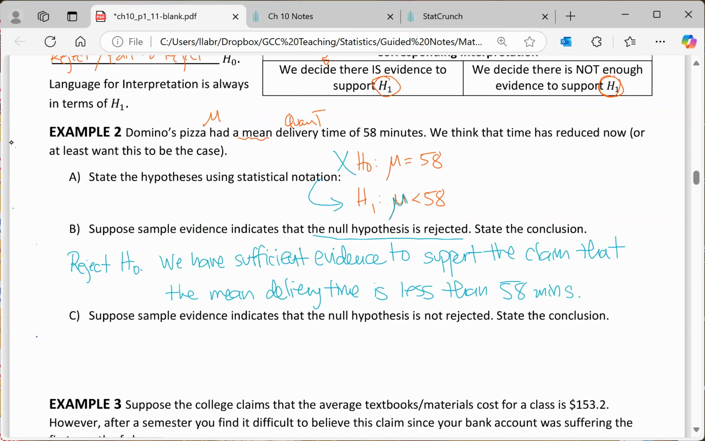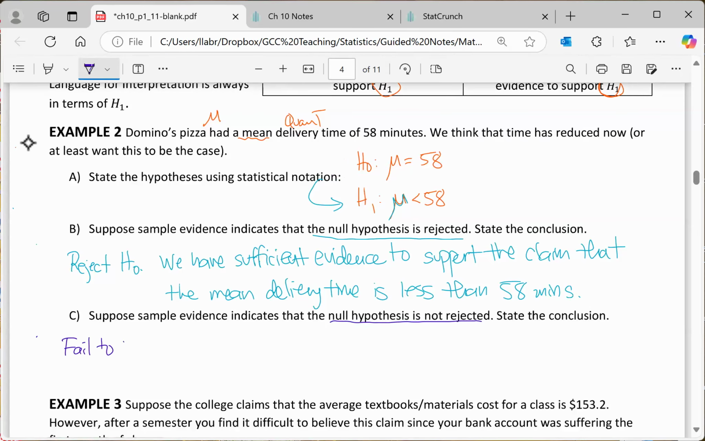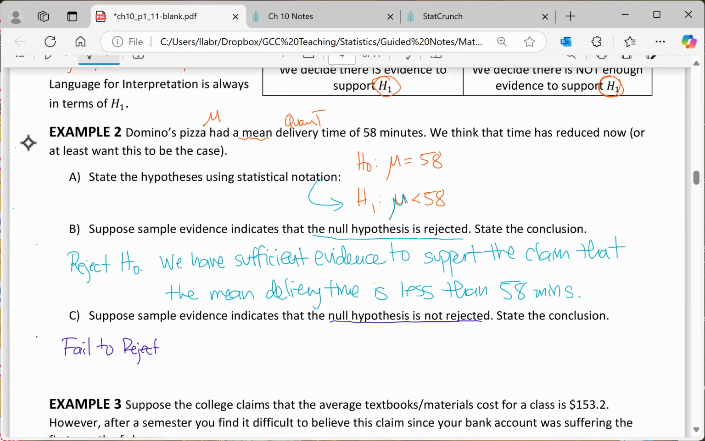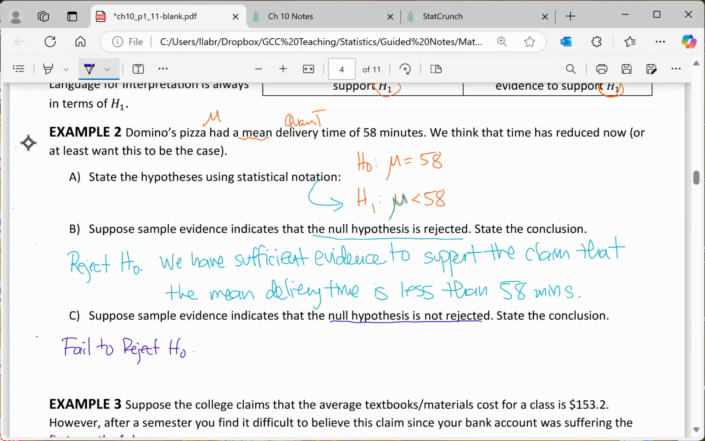Now, suppose that sample evidence indicates that the null hypothesis should not be rejected. In other words, we really want to reject the null, but we're saying, oh no, we failed. We're not rejecting the null hypothesis. So we failed to put that little X on there. Unfortunately, the evidence wasn't convincing enough for us to reject H0. So we're going to say we fail to reject the null hypothesis.